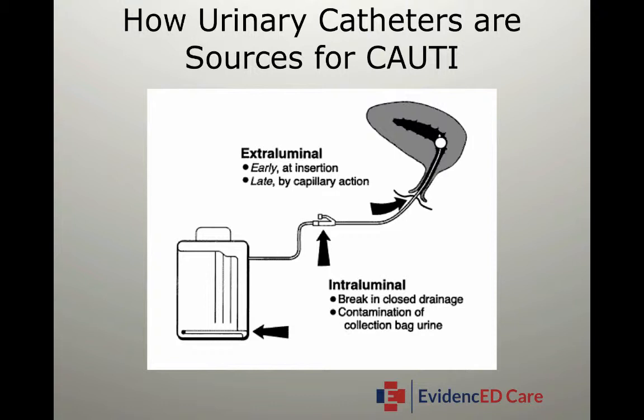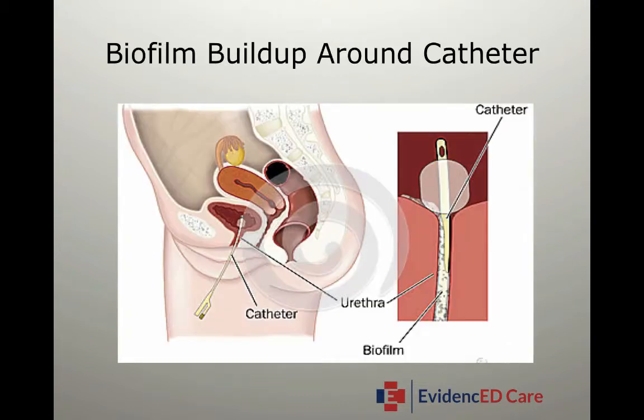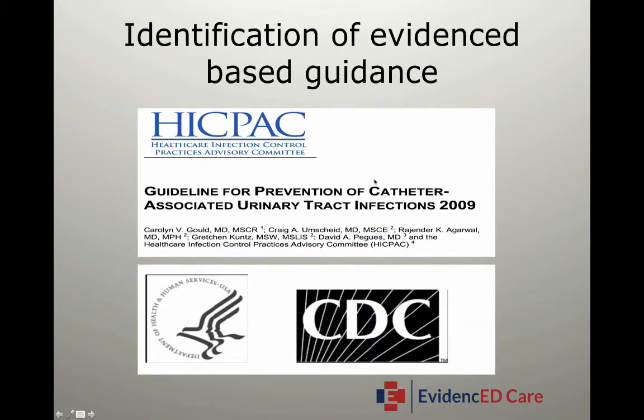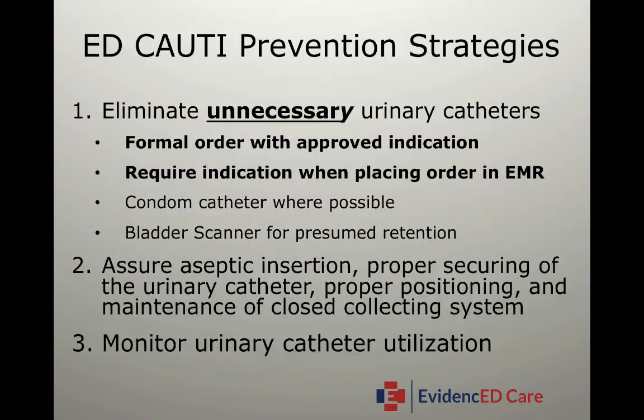But even if we use perfect aseptic technique and the system is well maintained, we know that these urinary catheters still pose a risk for urinary tract infections over time. And it's well documented that biofilm forms around the catheter, and through this biofilm, bacteria can come up through capillary action and enter into the bladder and become a source for urinary tract infections. This video and the recommendations are based on evidence-based medicine from the Center for Disease Control and the American Hospital Association and their working committees.